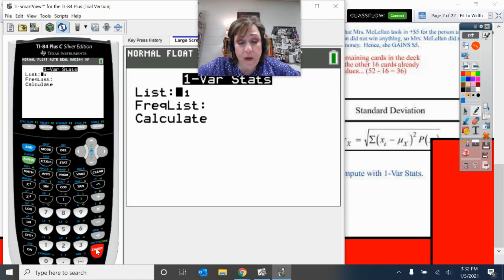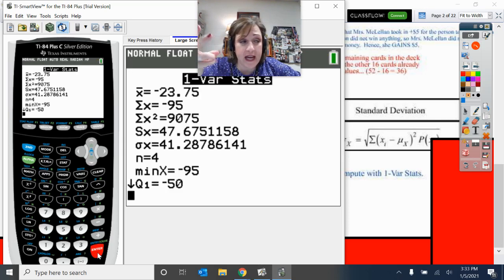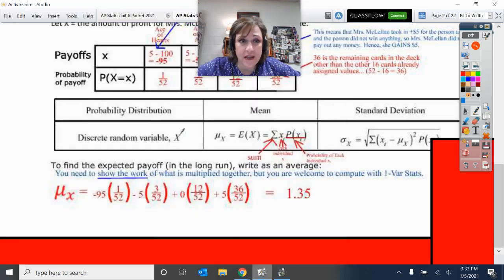If you just hit enter right now, it will average and do all the statistics for your list 1, which is negative 95. So it would just do the negative 95, the negative 5, the 0, and the 5, and it would average negative 23.75 because that's what those 4 numbers average together. But these are weighted averages.